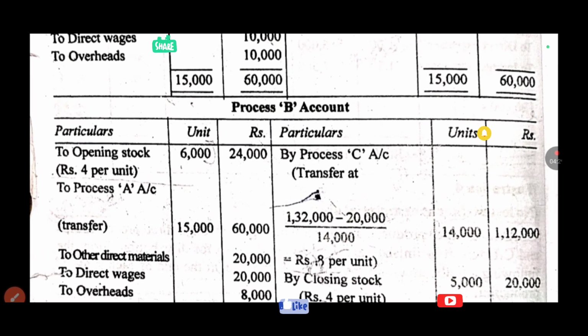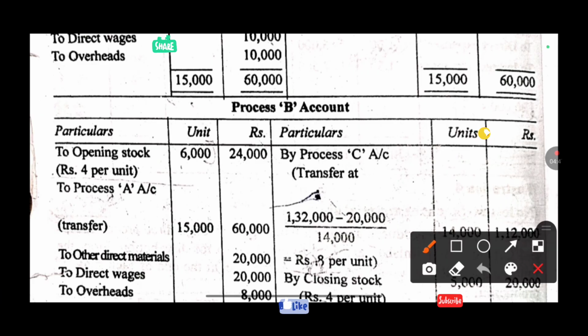Whenever they have given the opening stock and closing stock, you always start with the opening stock. You know the final accounts, the trading account. If they give the opening stock, you always start with the opening stock and end with the closing stock. As per that format, in process B account, we start with the opening stock on the debtor side. What is the value? 6,000 units.